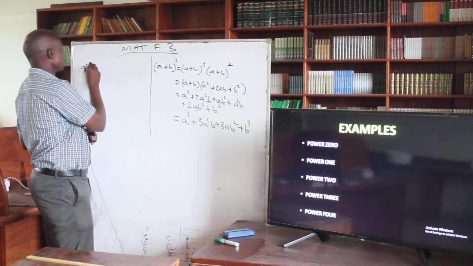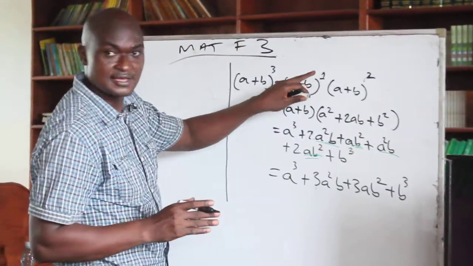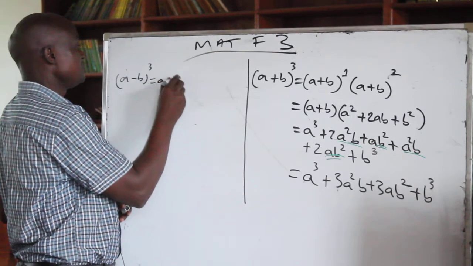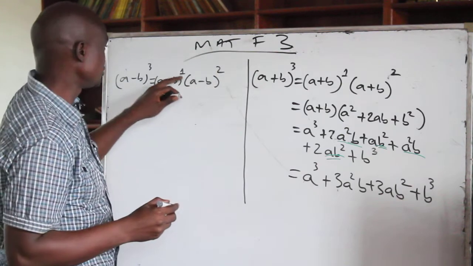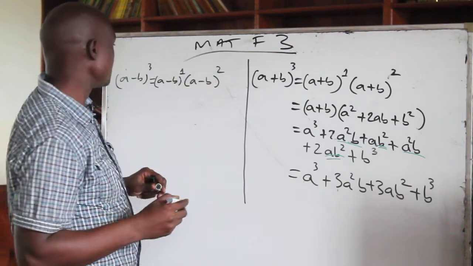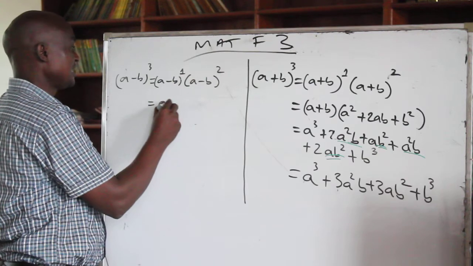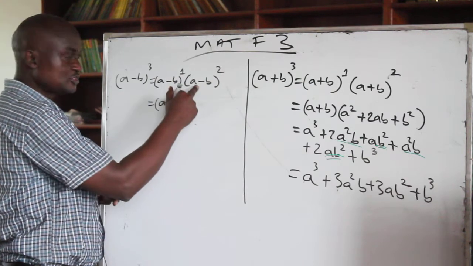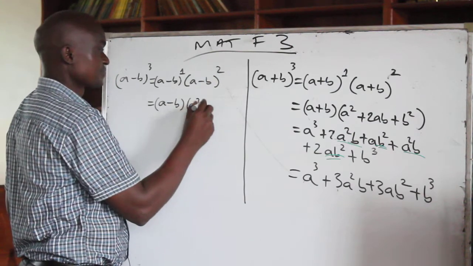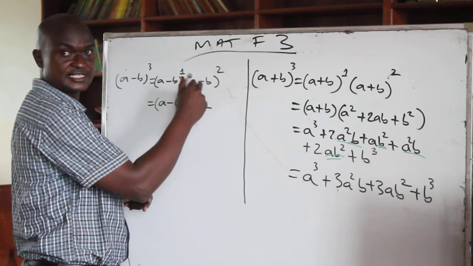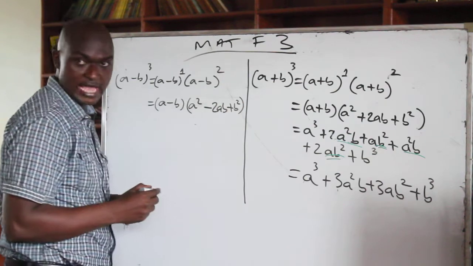So a minus b power 3, as you already said, it is the same as a minus b power 1 times a minus b power 2, because these ones will give us that one raised to power 3. This one raised to power 1 is just a minus b. This one raised to power 2, by now we should know it will be a squared minus 2ab plus b squared.